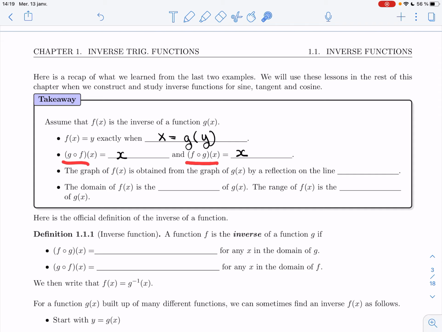We also saw that the graph of f of x is obtained from the graph of g of x by reflection on the line y equals x. So that's the same thing as switching the order of x and y. So if you had 2, 5, then you'd have 5, 2. And then the domain of f of x is the range of g of x, and the range of f of x is the domain. So the domain and the range are flipped when you go from a function to its inverse.